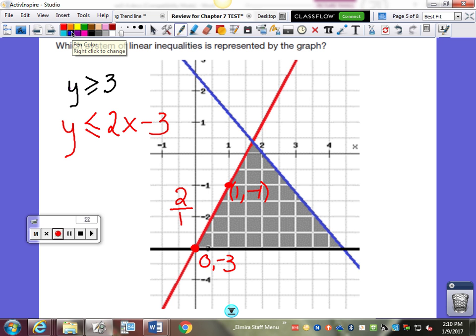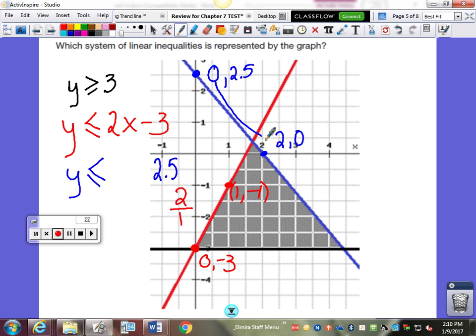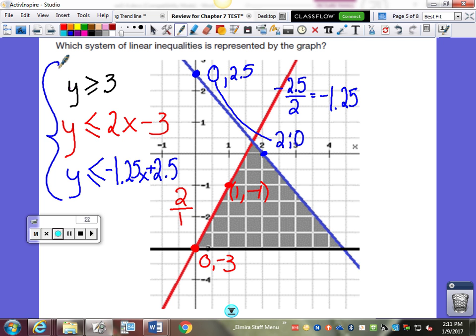In my blue one, okay, the blue one is colored underneath the blue line, also less than or equal to. The blue line crosses at +2.5. All right. Let's see. So I have a point here, 0, 2.5. And the blue line also has a nice coordinate right here at 2, 0. So my slope there goes from 0 to 2, so that's a change of 2. And 2.5 down to 0, that's -2.5. So -2.5 over 2 is -1.25. So -1.25x plus 2.5. And that's the system of inequalities that will give me that picture.